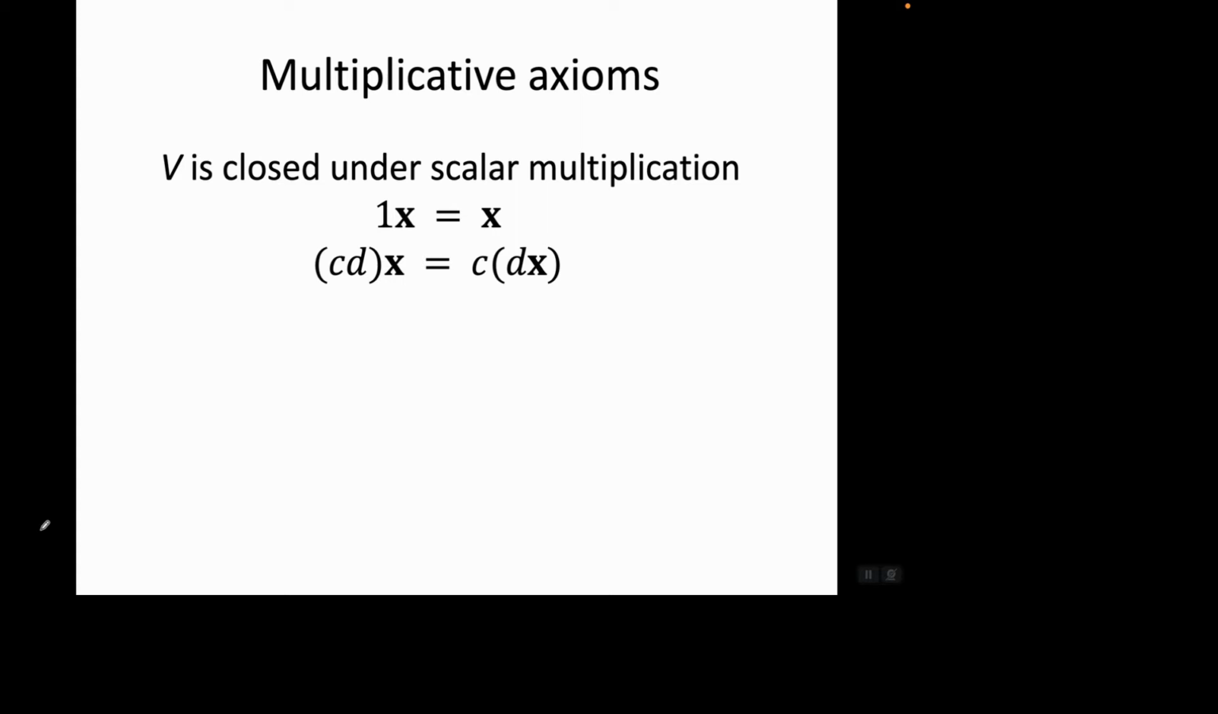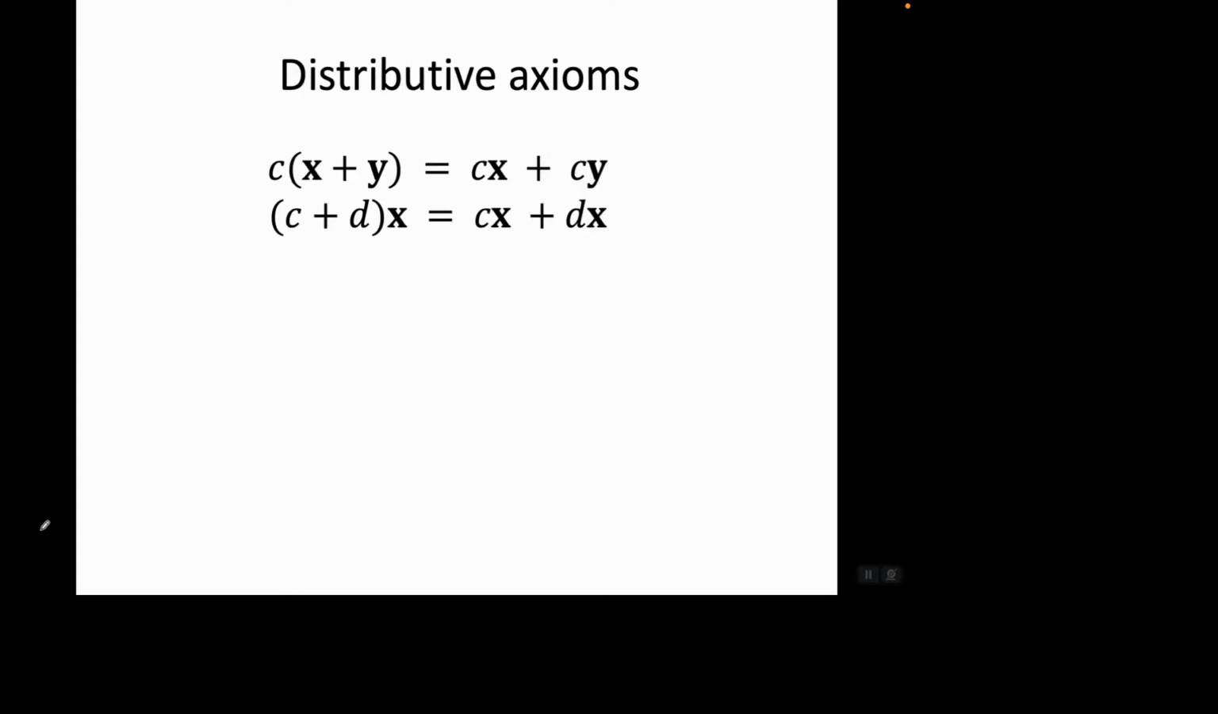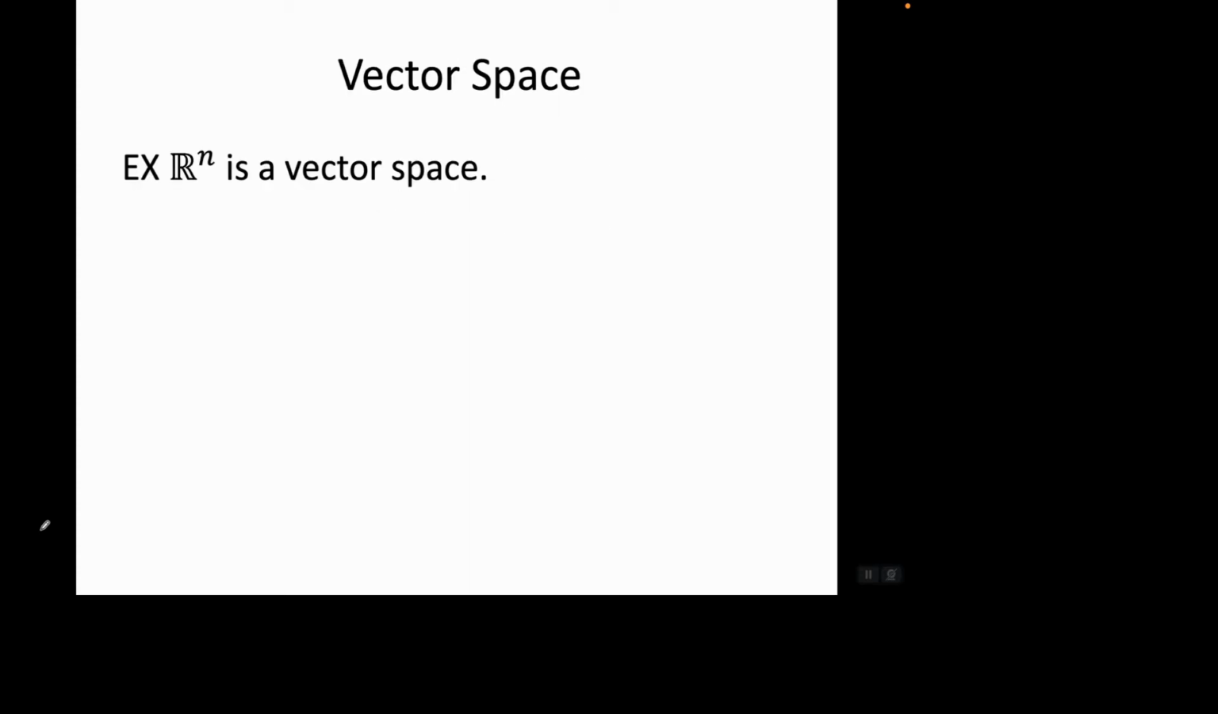Here are the multiplicative axioms. V is closed under scalar multiplication. The scalar 1 times x equals x, and (cd) times x equals c times (dx). And there are these two distributive axioms as well. For example, R sub n is a vector space. The set of all n-dimensional vectors satisfies those 10 axioms.